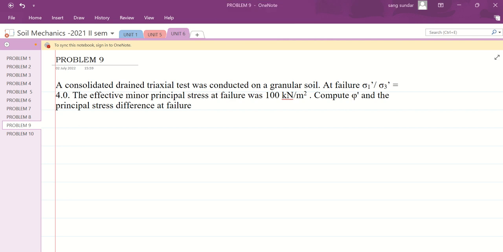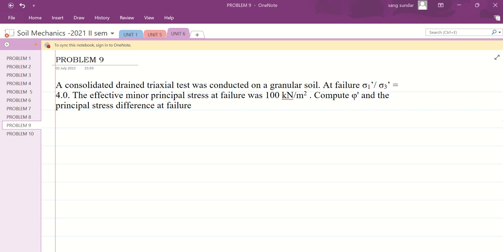Yes. Here is our question. A consolidated drained triaxial test was conducted on a granular soil. At failure, sigma 1 dash by sigma 3 dash is equal to 4. The effective minor principal stress at failure was 100 kilonewton per meter square. Compute phi dash and the principal stress difference at failure.